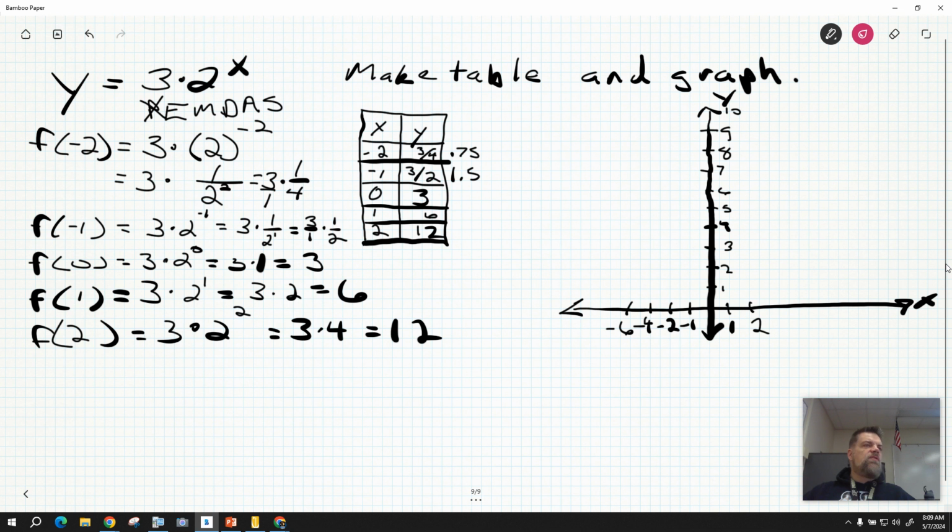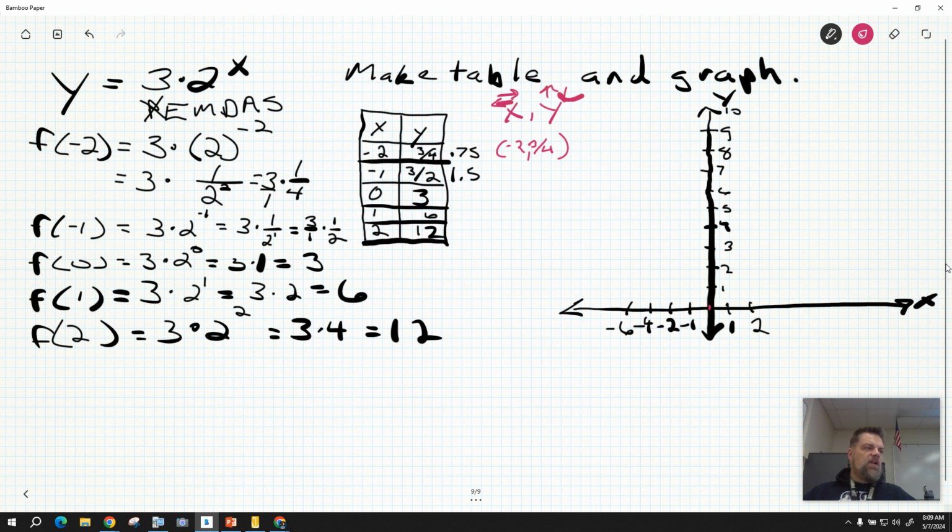So -2, now pay attention, some of you don't know how to graph. Some of you are getting the x's and y's wrong. You start at the origin right here. To plot the point -2, comma, 3/4, I start at the origin and I go, remember this is x, comma, y. X is left or right, away from the origin. Y is up or down.